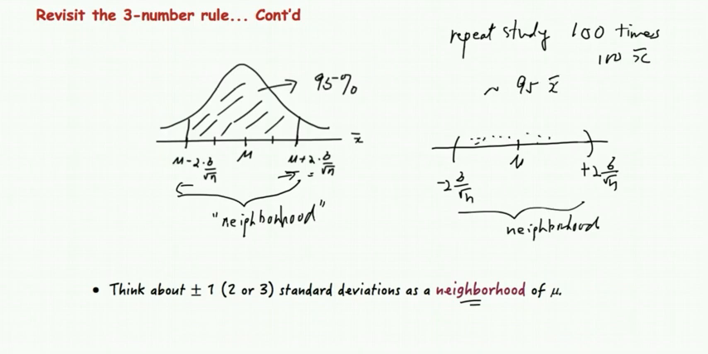So most of the sample means live in this neighborhood. How many live outside the neighborhood? Roughly speaking, if we repeat our study 100 times, probably 5 of them, just a small number of sample means live outside this neighborhood. Okay, so this is the concept of neighborhood. It's an informal concept that we should focus on now from the 3-number rule.